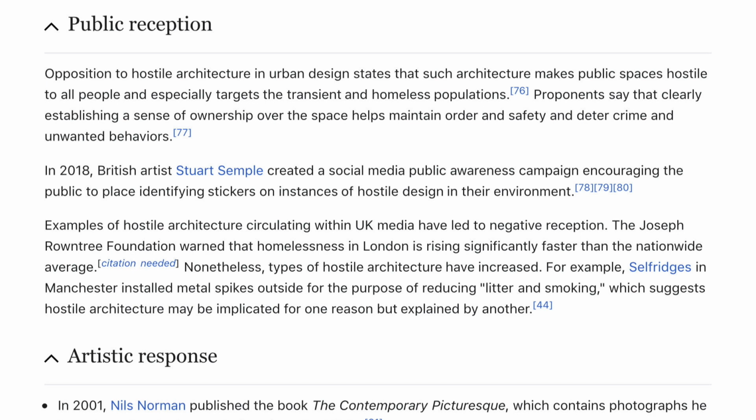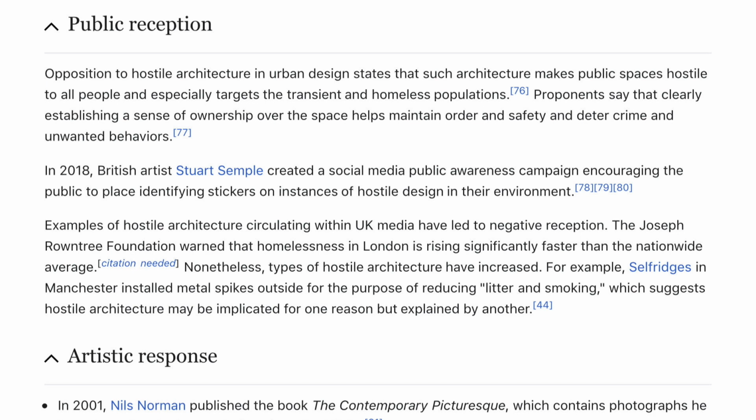In 2018, British artist Stuart Semple created a social media public awareness campaign encouraging the public to place identifying stickers on instances of hostile design in their environment. Examples of hostile architecture circulating within UK media have led to negative reception.